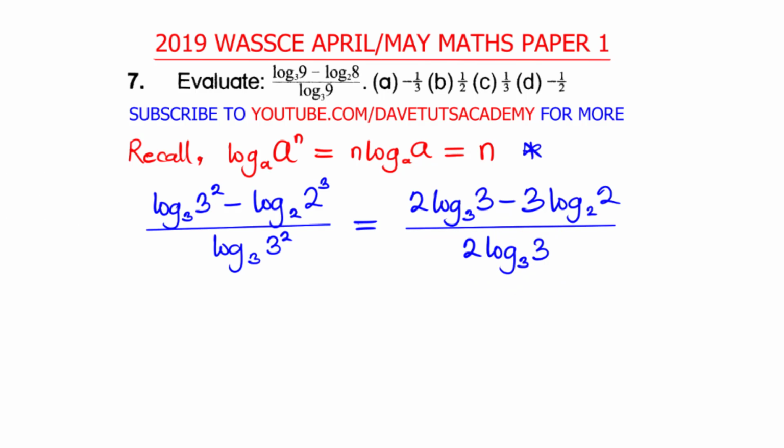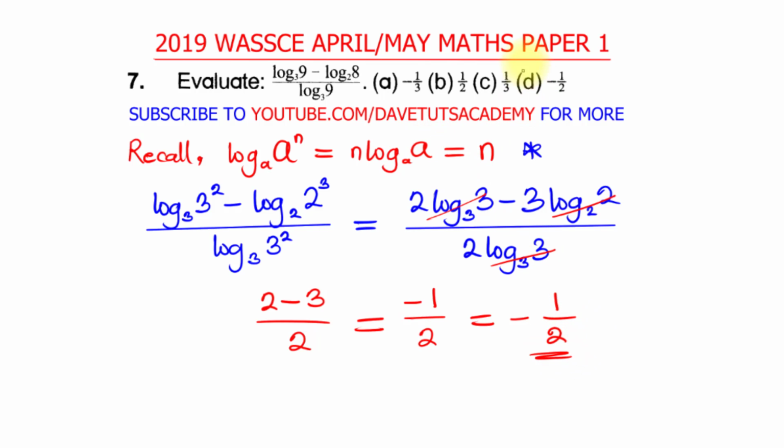Now looking at all of this, log to base 2 of 2 is 1, and log to base 3 of 3 is also 1. In that case, what we are going to have is 2 minus 3 over 2, and 2 minus 3 is minus 1 over 2, so this is nothing but minus 1 over 2. Looking at our options, option D is the correct answer. Minus 1 over 2 is the answer to this logarithmic question.